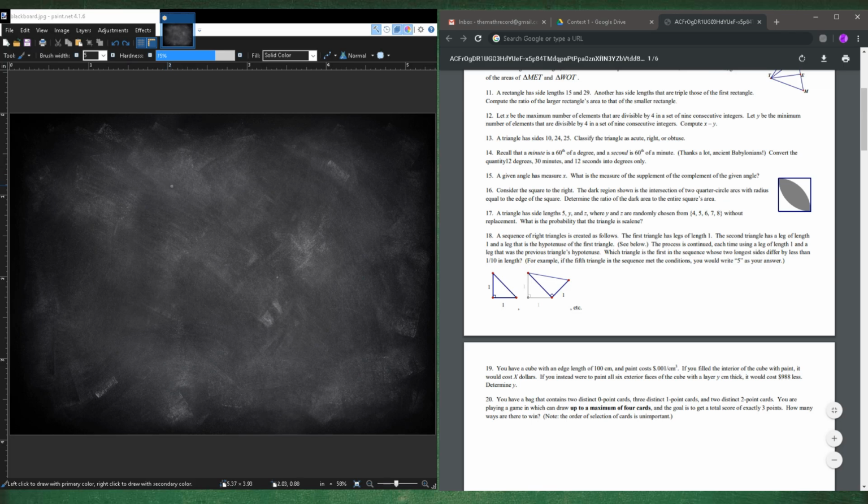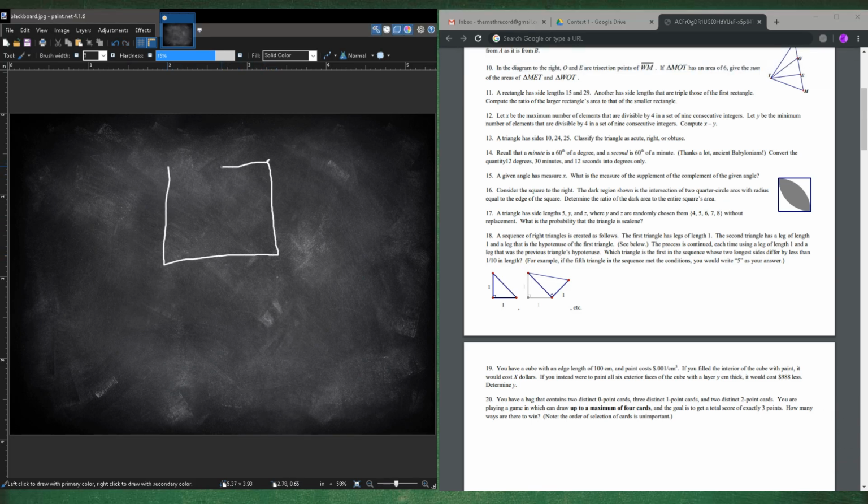So what I want to do first, let's just draw a picture of one of the circles first. So let's say the circle is like this, right? And you have to look for this area.